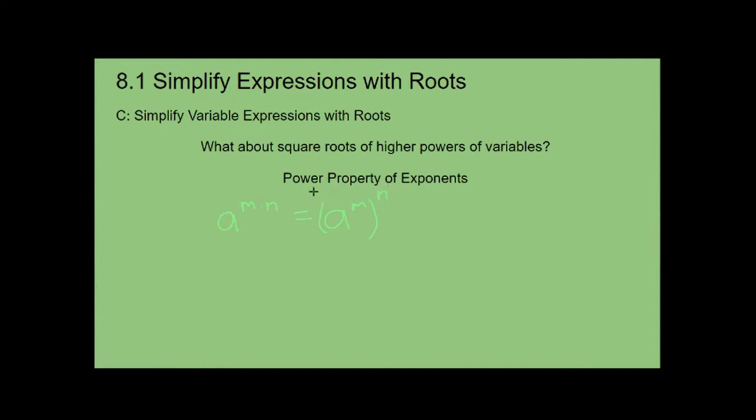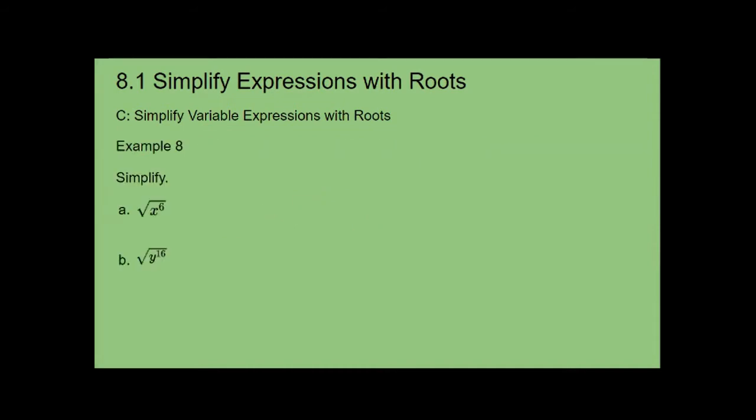Let's look at what this means as an example, because I know you're thinking, how is that related? Simplify the square root of x to the 6th and the square root of y to the 16th. Now remember, we're dealing with an even root here, and our rules say that the square root of a squared is equal to the absolute value of a. But that's assuming that you have a square root and a square. Here we have a square root, but we don't have a square here. So we need to force a square out of here.